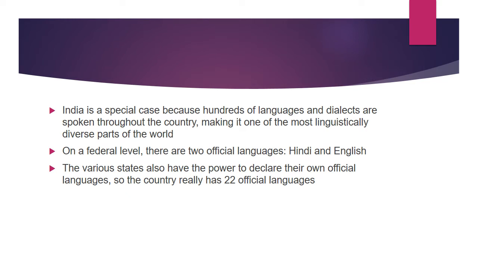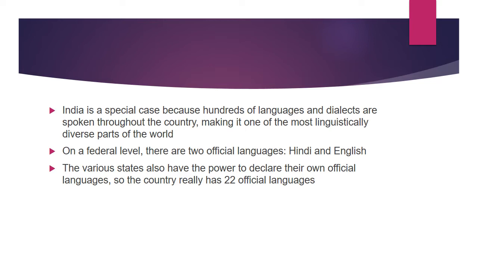Languages offered a special problem to the makers of the Indian Constitution simply because of the plurality of languages used by the vast population of the country. It is somewhat bewildering to think that no less than 1,632 spoken languages, including 63 non-Indian languages, are current in the Indian subcontinent. India is a special case because hundreds of languages and dialects are spoken throughout the country, making it one of the most linguistically diverse parts of the world.